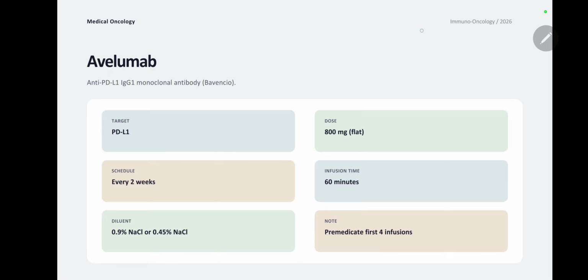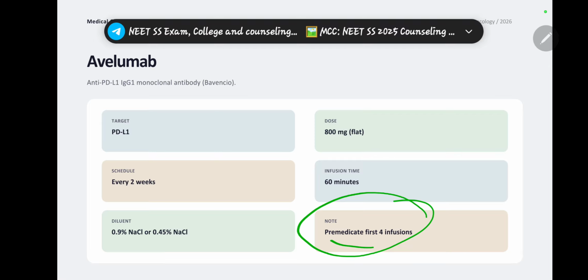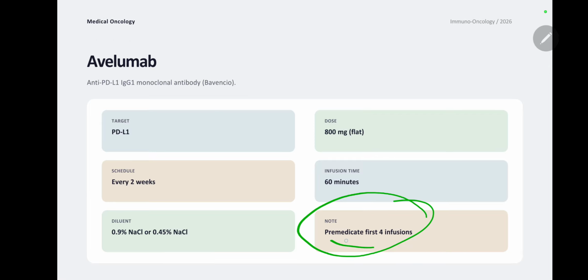And avelumab, that is very important. Most immune therapy is not given with pre-medication because they do not have hypersensitivity reactions, but avelumab is a drug which is used with pre-medication. The first 4 infusions are given with pre-medication, and avelumab has an 800 mg flat dose.